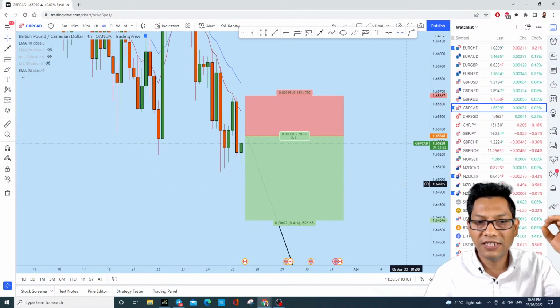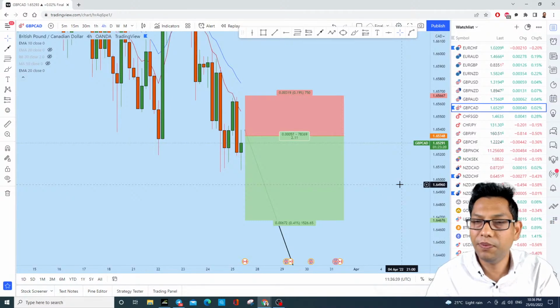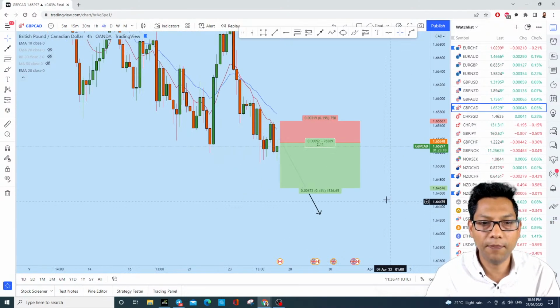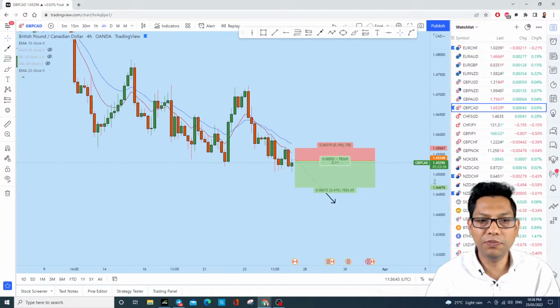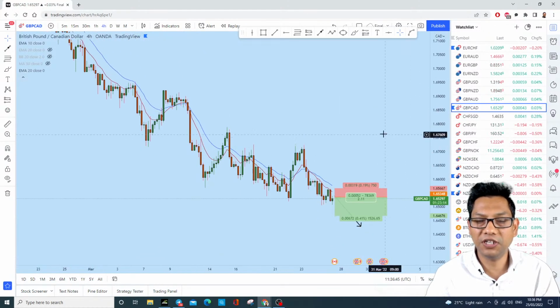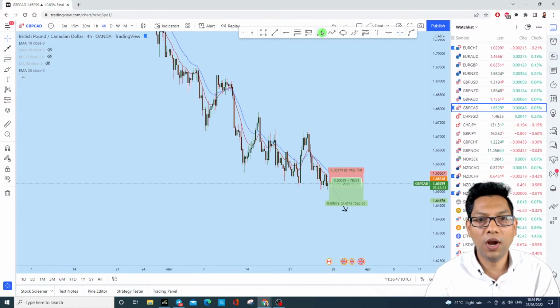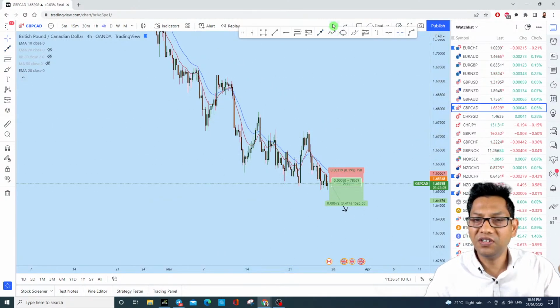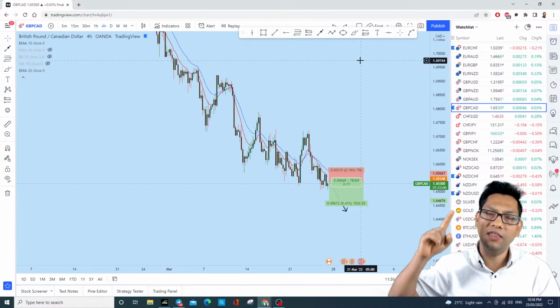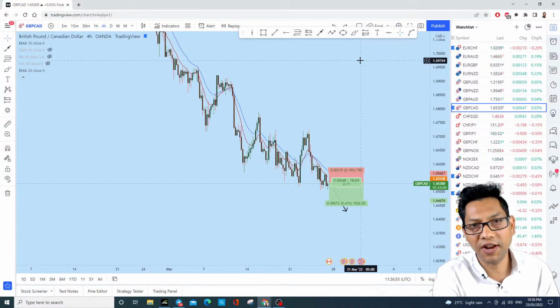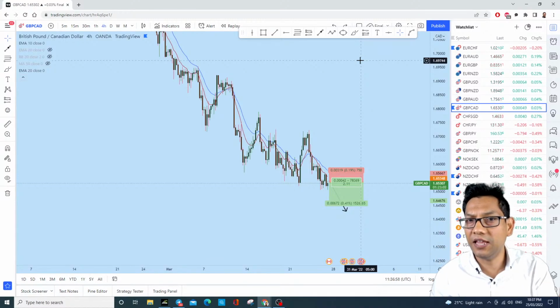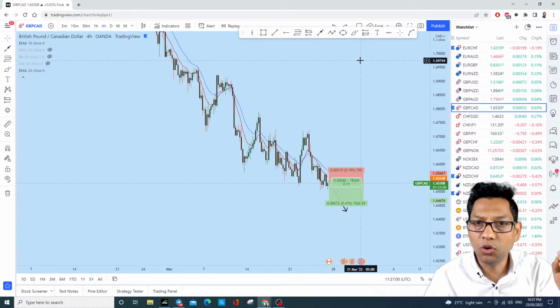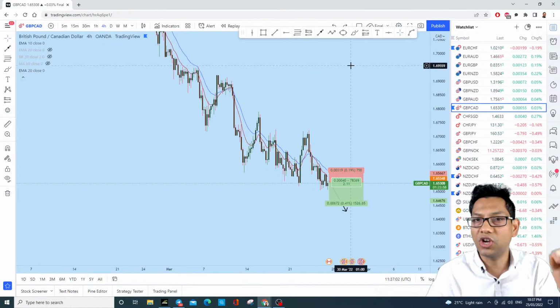Now let me tell you why I take this GBP CAD trade and let's see what happened. First of all, you see GBP CAD. Look at the bigger picture. This is the 4-hour time frame. What we see is that GBP CAD is in a downtrend. The first thing you look at when you take a trade is the trend. Trend is the king, remember. And you will know the trend from market structure.